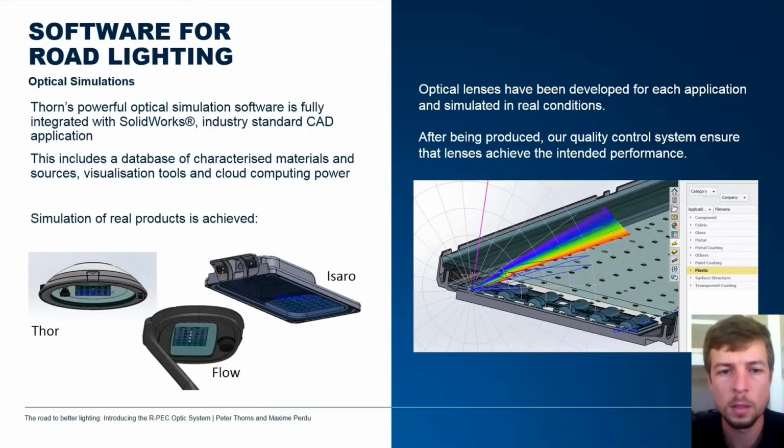And of course, after being produced in simulation, the parts also have to be manufactured and controlled to ensure the quality of the lenses in the end product still matches the intended performance.